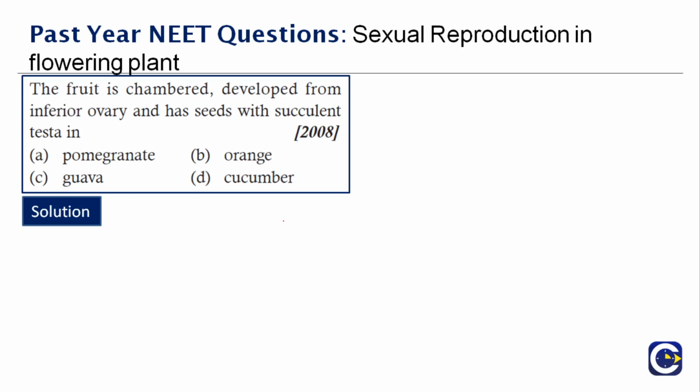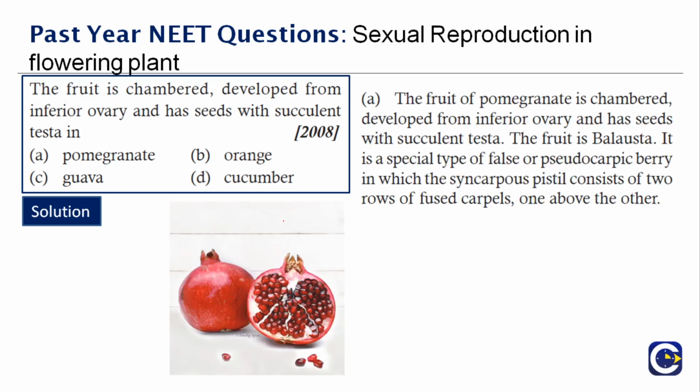This you should know because we already discussed this in this part. Yes, the right answer is pomegranate. The fruit of pomegranate is chambered, developed from the inferior ovary, and has seeds with succulent taxa. The fruit is actually balausta. It's a special type of false or pseudocarpic berry in which the syncarpous pistil consists of two rows of fused carpels, one above the other. The right answer to this question is option A.